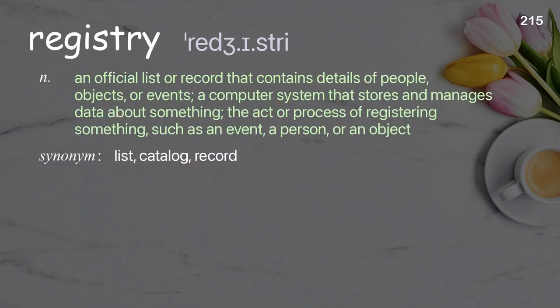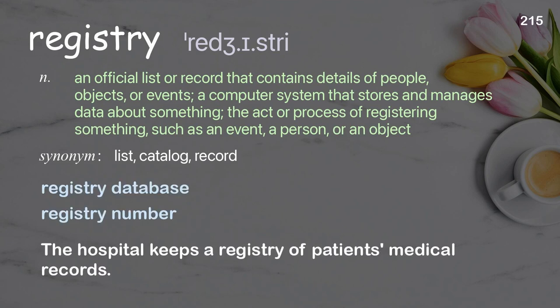Registry. An official list or record that contains details of people, objects, or events, a computer system that stores and manages data about something, the act or process of registering something, such as an event, a person, or an object. Examples: registry database. Registry number. The hospital keeps a registry of patients' medical records.